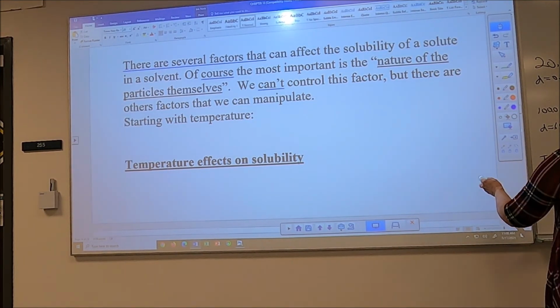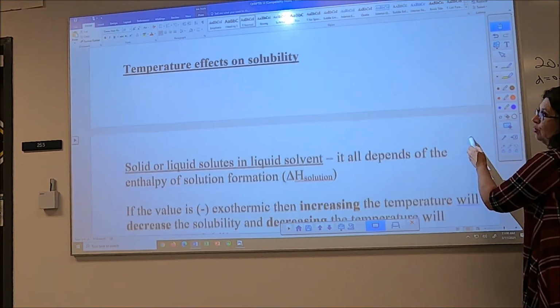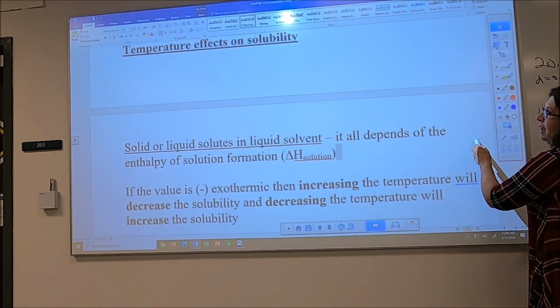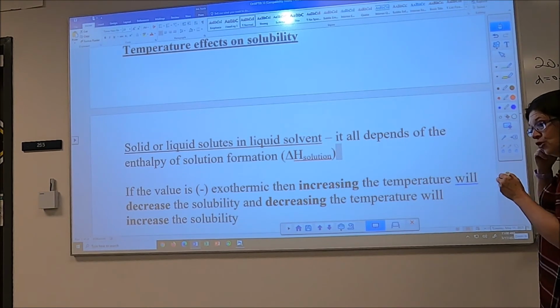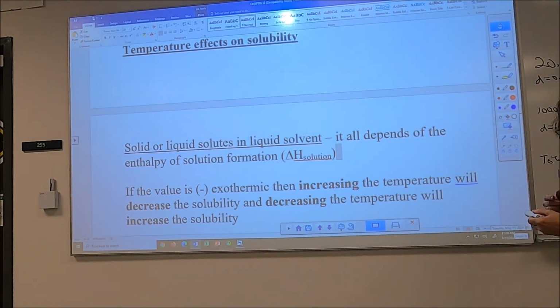One of the factors that we can manipulate is temperature. Okay? As you change temperature, you change solubility. Because remember, the dissolving process involves either absorbing or releasing heat energy. When I change temperature, if I increase the temperature, I am pumping heat energy in. If I decrease the temperature, I'm pulling heat energy out.